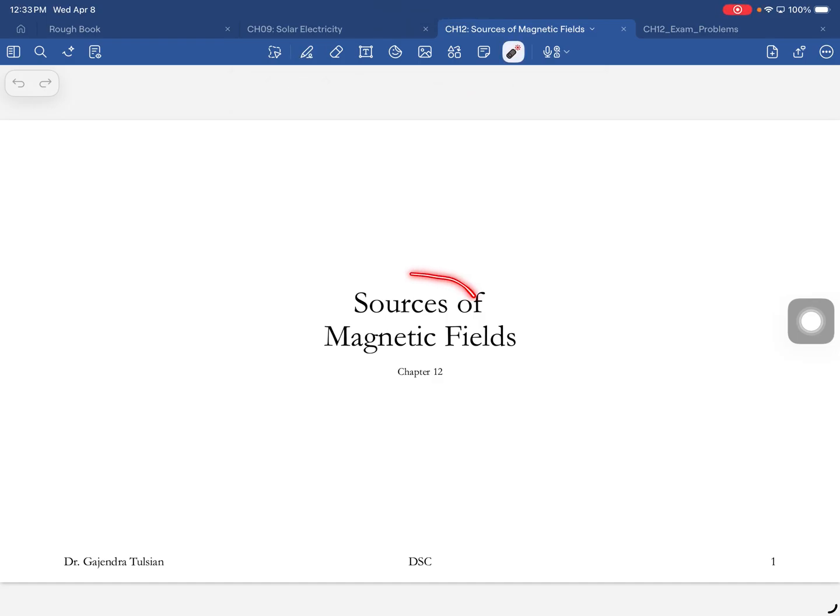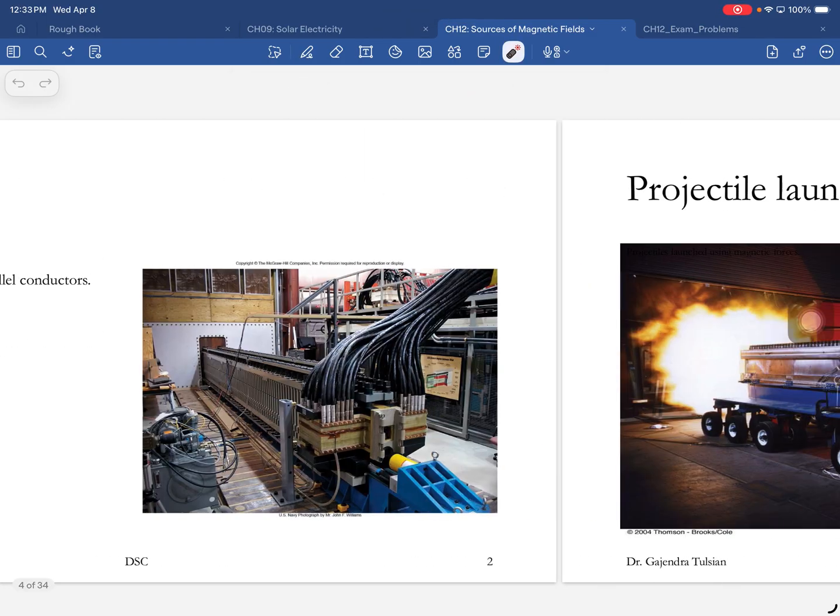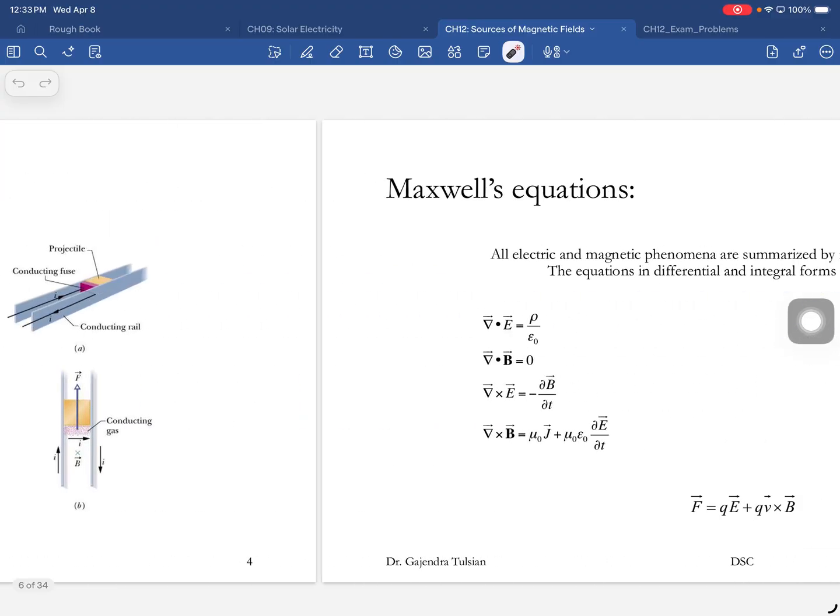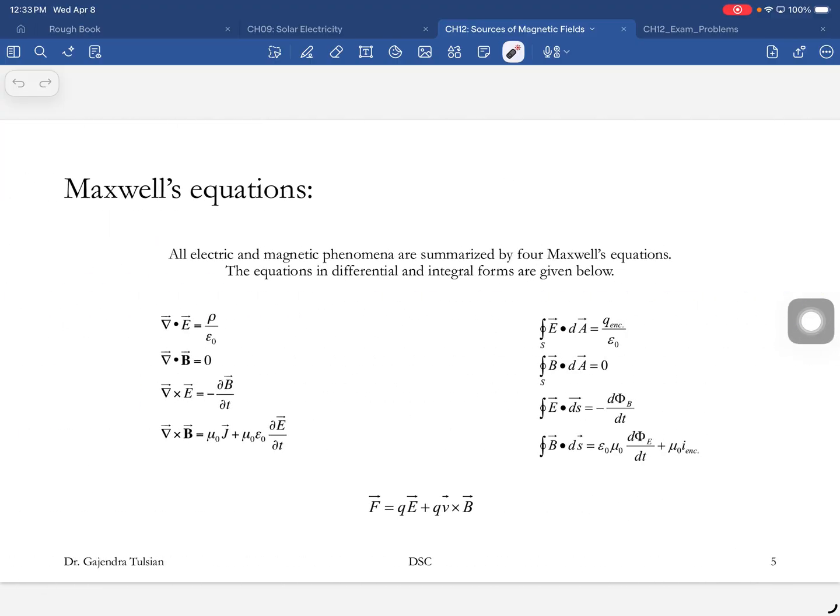Okay, so this chapter is about sources of magnetic fields. We've talked about this. Okay, so here are Maxwell's equations. What do Maxwell's equations tell you? Well, the way they're written, these are the causes and these are the effects.